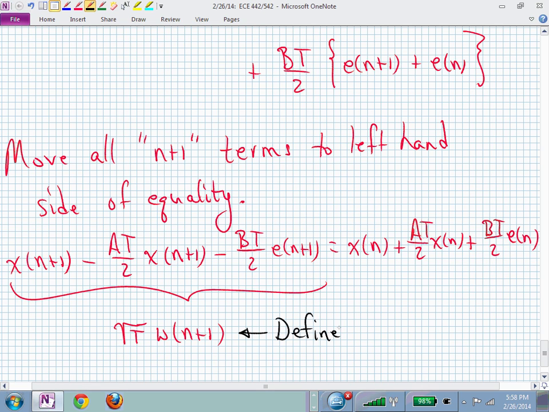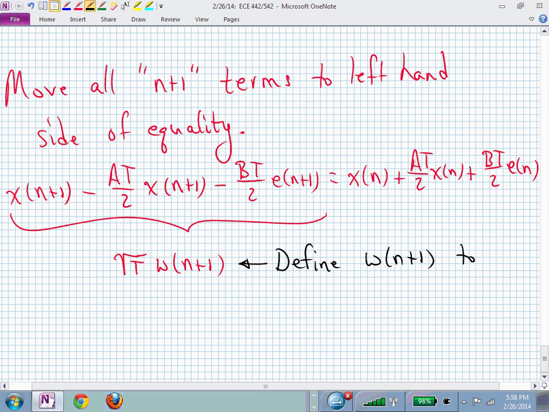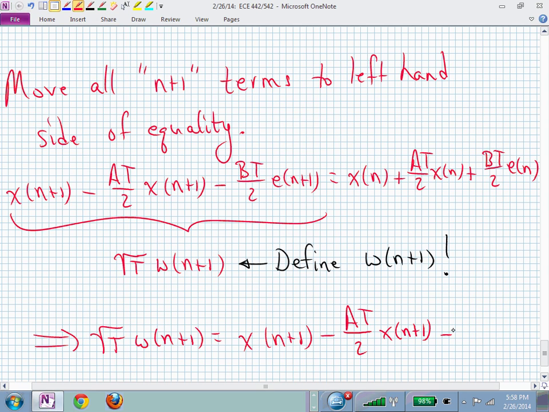This is just a definition. I'm defining w of n plus 1 this way. So I'm just making that definition. If that's the case, then I can just say that the square root of t w of n plus 1 is equal to those three terms. It's equal to I x of n minus at over 2 x minus bt over 2 e.